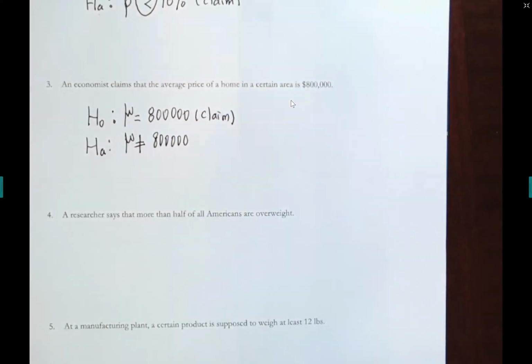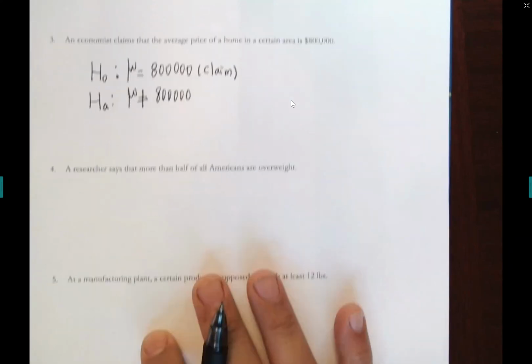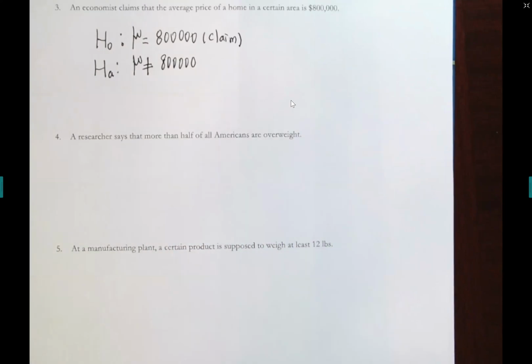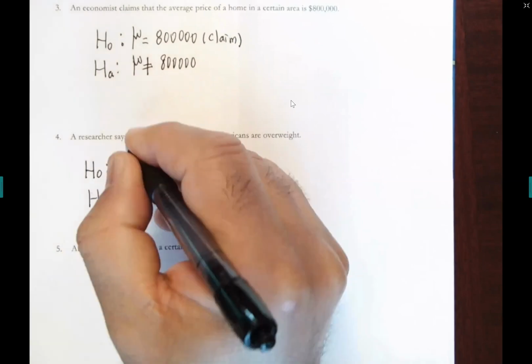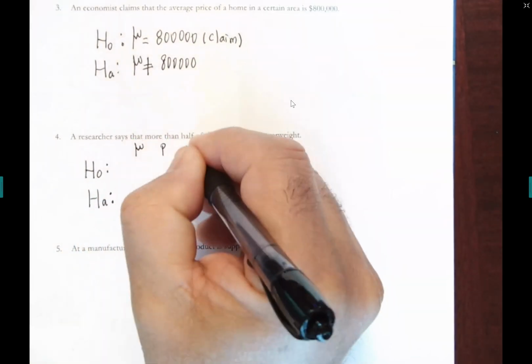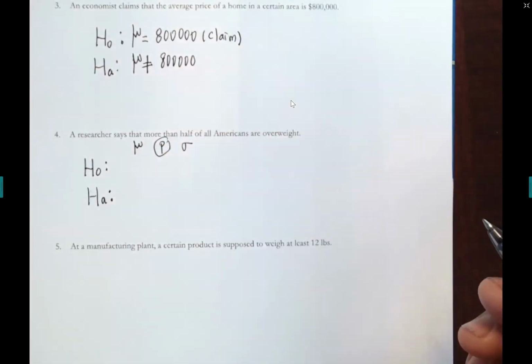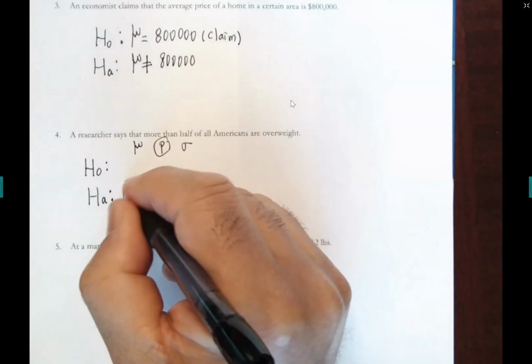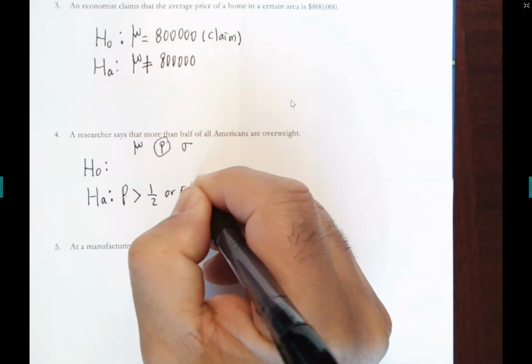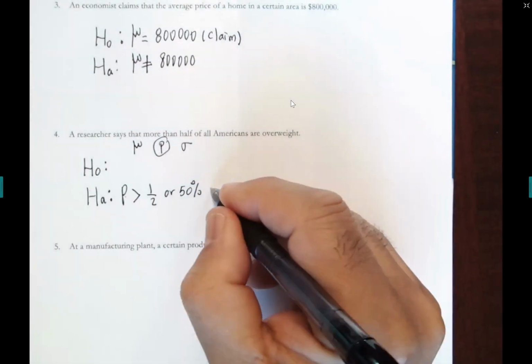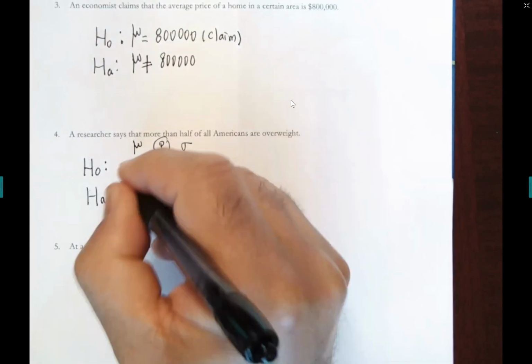In the book, he gives you a lot of problems. Some of them have the claim in HA, but there are some that have the claim in H0. A researcher says that more than half of all Americans are overweight. What's the variable, guys? Can you choose one of those? It says more than half, so it's going to be P more than what? Half, or 50% if you like. It's either or, it's okay. That's the claim. And then P will be less than or equal to.